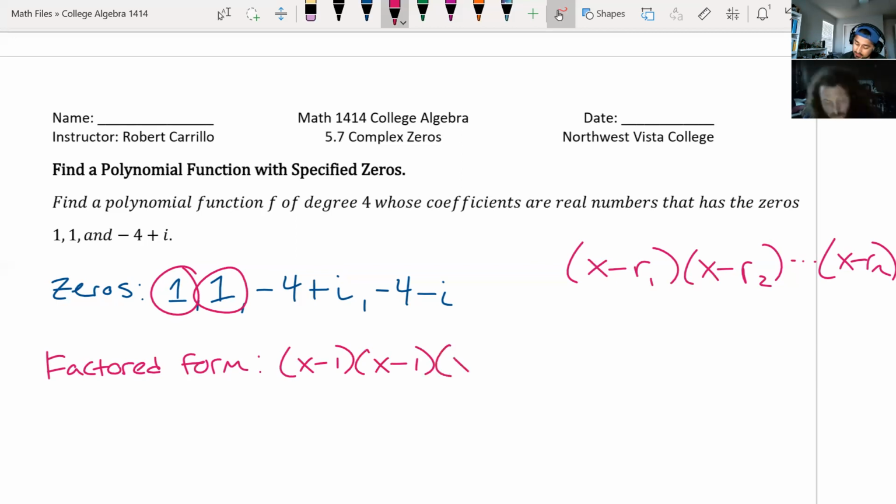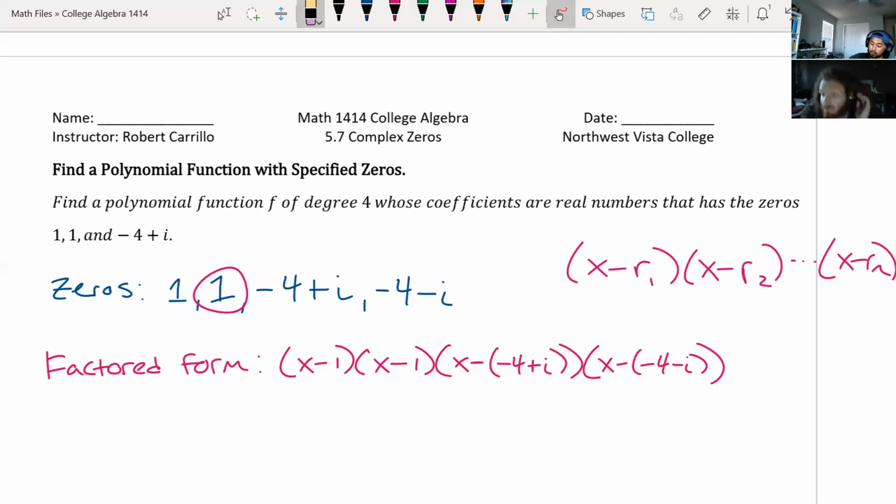And now we have to write the last two using the same method. So this is going to be x minus, and I'm going to put these in parentheses, -4 plus i, and x minus -4 minus i. All right, so we have just taken our zeros and put them into a linear factored format. Any questions so far?